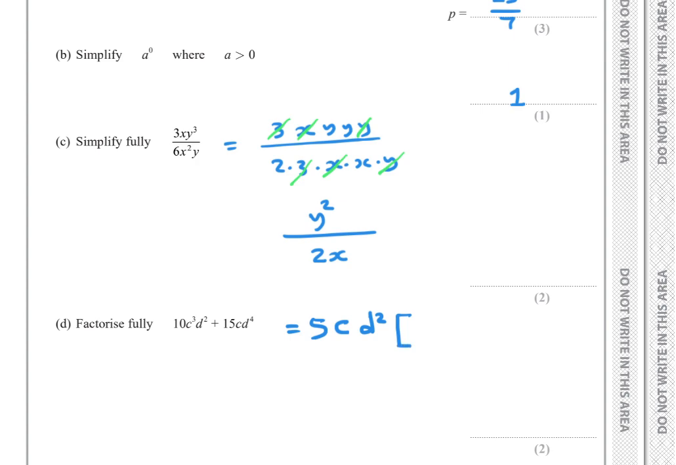Then 5c d squared times what equals 10 c cubed d squared, or you can divide 10 c cubed d squared by 5 c d squared. So you are left with 2 c squared. Now plus, divide 15 c d to the power 4 by 5 c d squared. 15 divided by 5 equals 3, and d to the power 4 divided by d squared, so d squared. That's it.